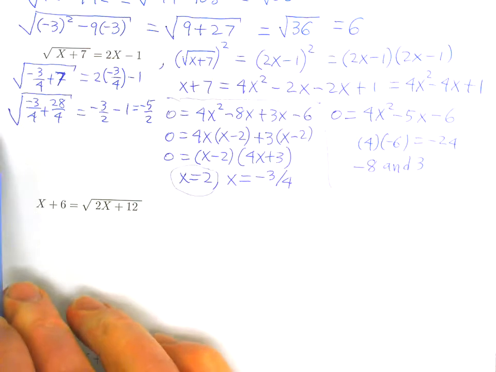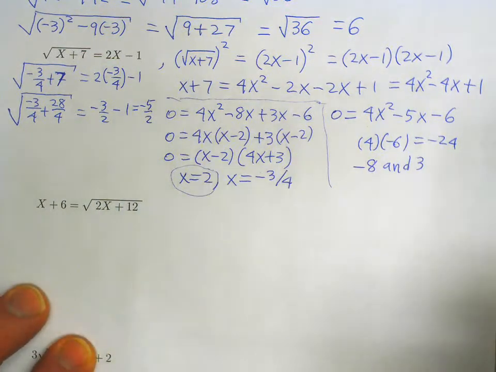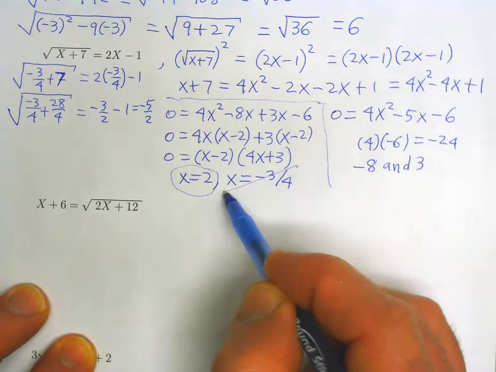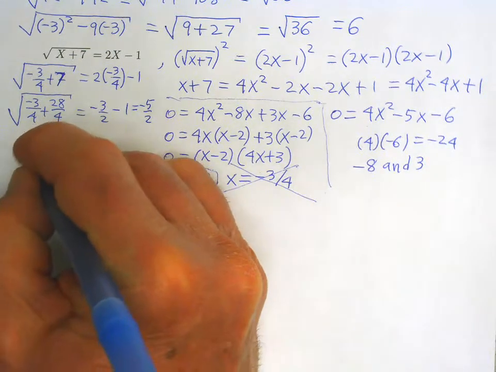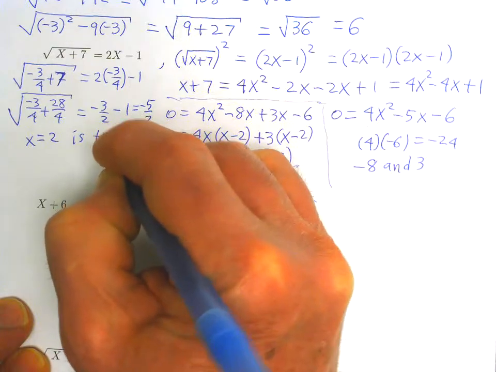Well, I think we can point out what's going on here. The left-hand side is going to be a positive number because on the inside of the square root, we have positive 25/4. So the left-hand side is a positive number, but on the right-hand side, we have a negative number. Negative 3/2 minus 1 is negative 5/2. But a positive number equal to a negative number is not true. So that means this candidate, x equals negative 3/4, is not a solution. So I'll just note x equals 2 is the only solution.